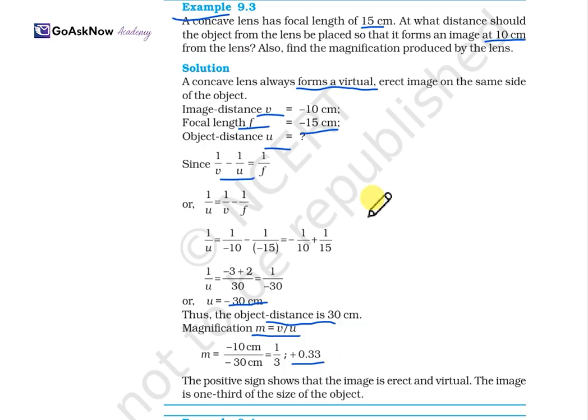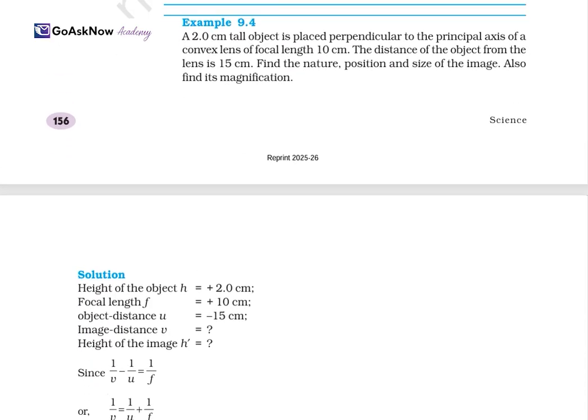So simply, whatever values you have, you put all the values in the formula and you will get the answer. The positive sign shows that the image is erect and virtual. From the table we have studied, you can conclude when it will be positive and when it will be negative. So the image is 1/3 of the size of the object. So this is the first numerical. Now let's move ahead with another one.